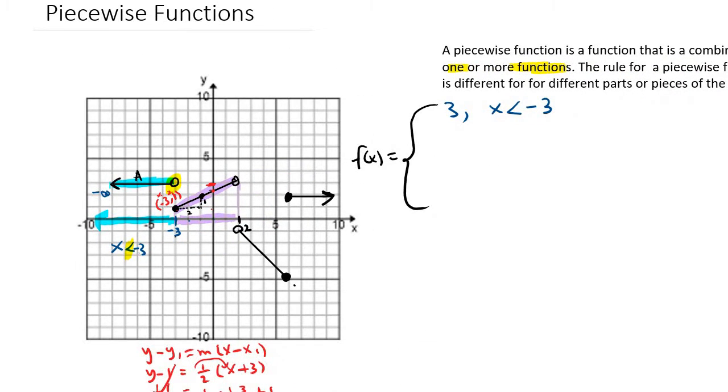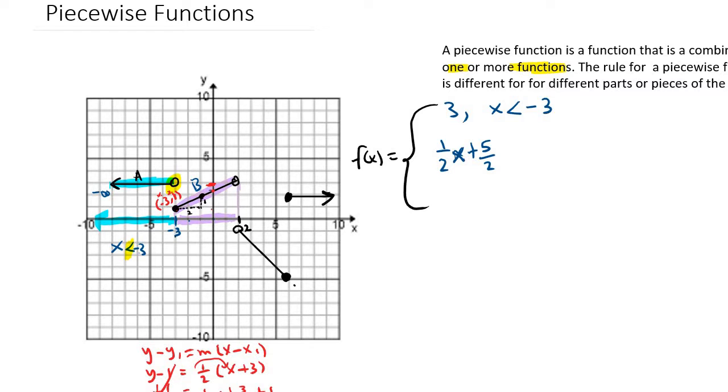Let's go back over here. The second part, in purple, will be 1/2 x plus 5/2. That's the rule for the one in purple, or section B over here.